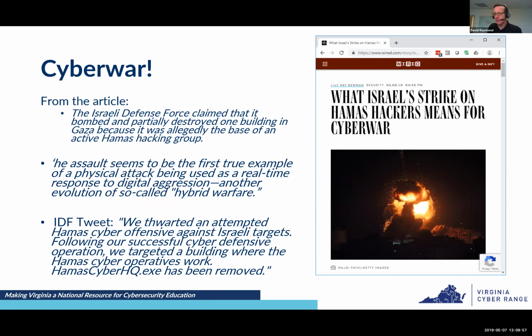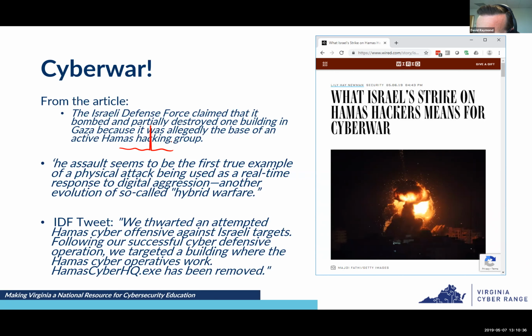Here's another story from over the weekend. So this is about, there's been conflict in the Middle East for a long time, and over the weekend, the conflict between the Israelis and the Palestinians sort of heated up a little bit, as it often does. In this particular incident, the Israeli Defense Forces claimed that they bombed and partially destroyed a building in Gaza because it was allegedly the base of an active hacking group.